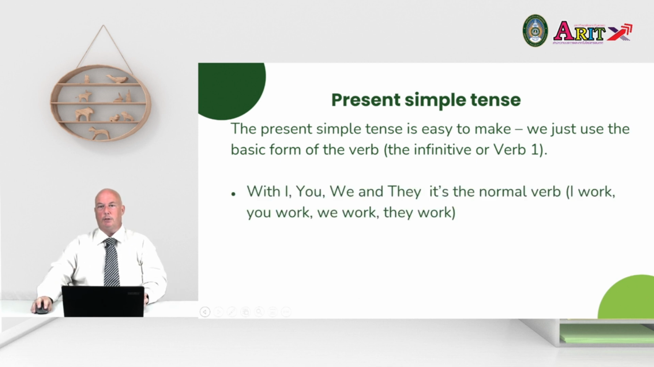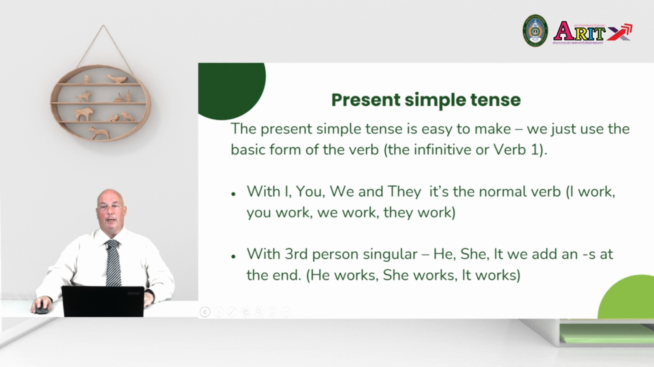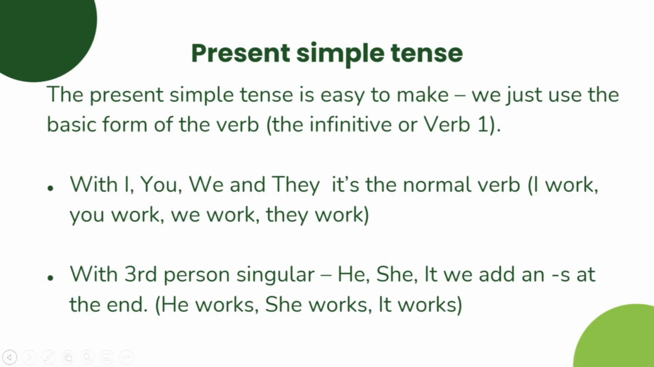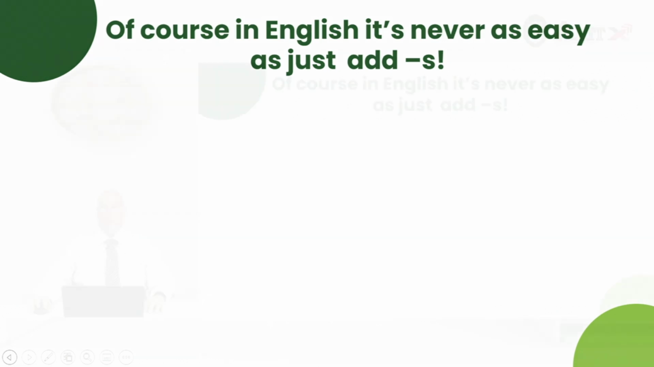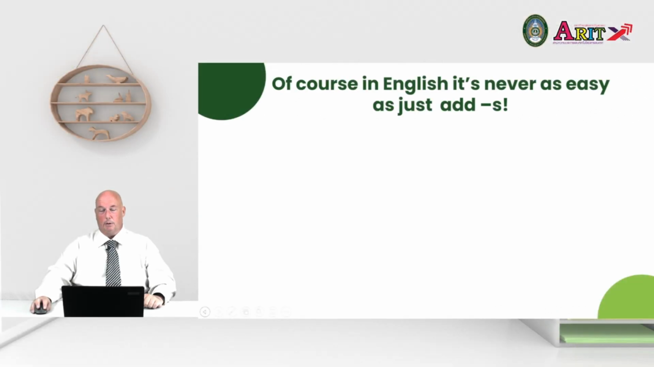In English, we change the verb slightly dependent on subject. So with I, you, we, and they, it's the normal verb. I work, you work, we work, they work. But with the third person singular, or he, she, it, we add an S at the end. He works, she works, it works. So it changes the written version and your pronunciation when you speak. Of course, in English, it's never just as easy as add S. There's a few rules we should know about.